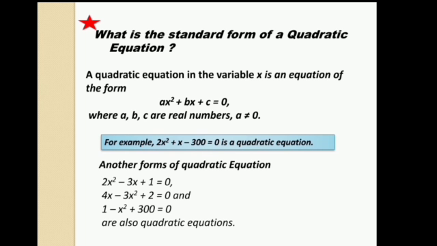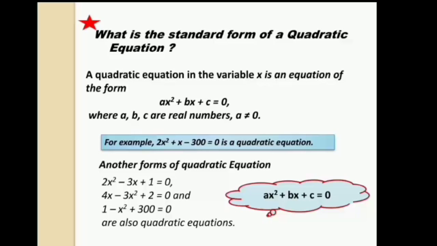As you can see in all these examples, the places of the x square coefficient, x coefficient and constant term can change. In that case also they are called quadratic equations. But the standard form of the quadratic equation is ax square plus bx plus c equals 0, where a is not equal to 0. Let's check whether the following equations are quadratic or not.